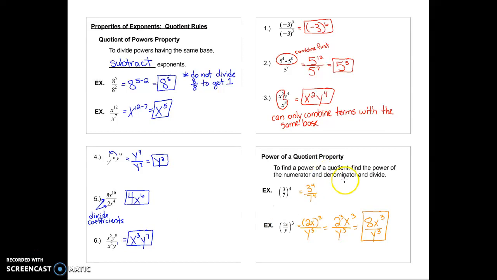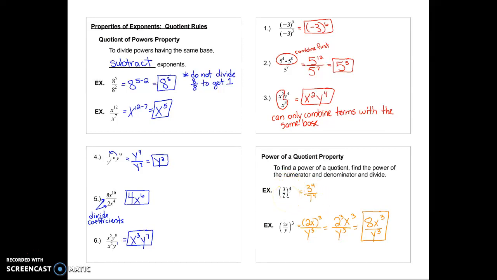All right, now the second portion of quotient property. So this is power of a quotient property. To find the power of a quotient, you're going to find the power of the numerator and the denominator separately, and then you're going to divide. So in this first example, the entire fraction of 3/7 is being raised to the 4th power, which means, just like in the first concept, this 4 technically gets distributed to each one of these values. It gets attached to the 3 and it gets attached to the 7. So I have 3 to the 4th divided by 7 to the 4th. So like I said, I'm just attaching it to each one of them.